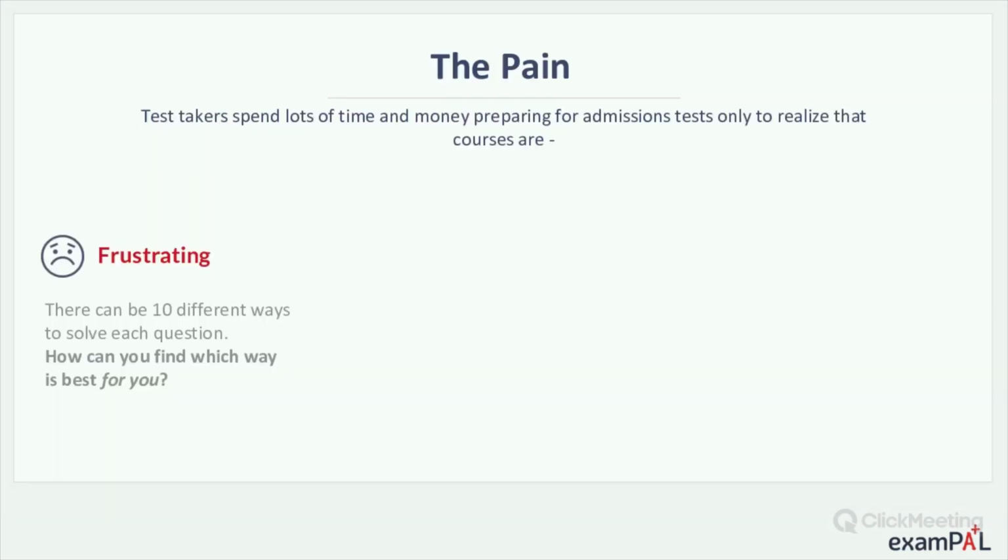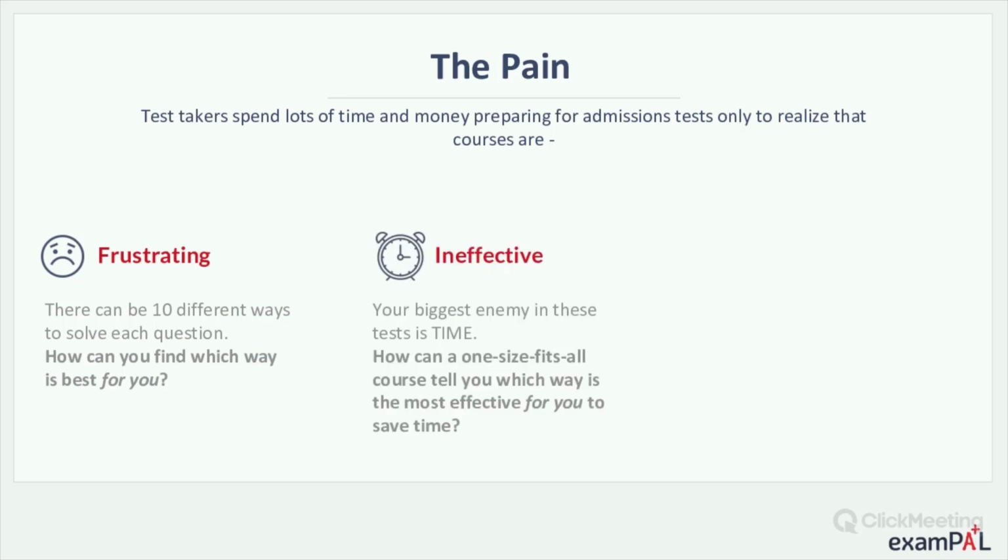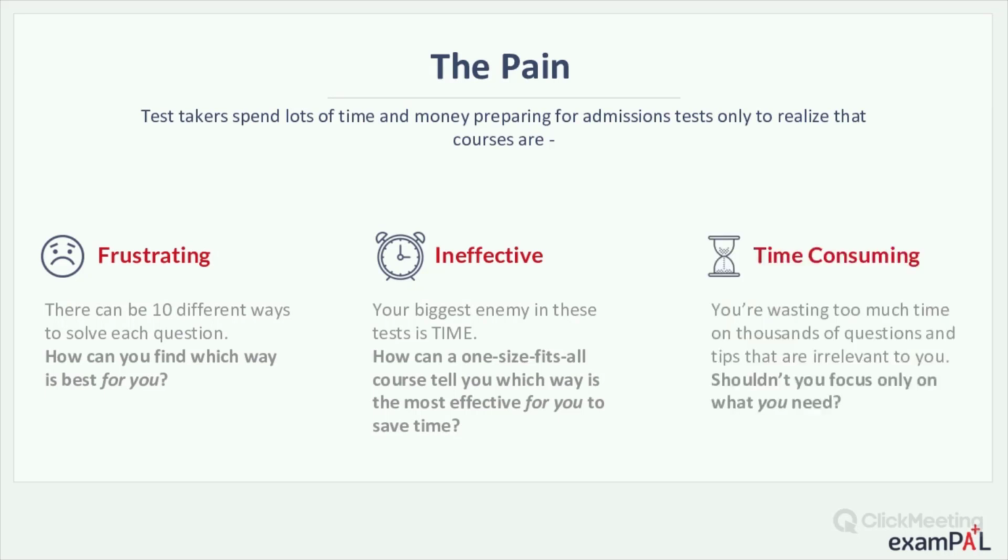So just to summarize, the pain that a lot of test takers feel when they study comes from the fact that they spend lots of time and lots of money preparing for admission tests, only to realize that the courses they're taking, the physical brick and mortar courses, are frustrating because, as I said, there can be lots of different ways to solve each question. And how, using these courses, do you find the way that's best for you? B, they can be ineffective, because if the most important thing is time, then how can a one-size-fits-all course tell you what the fastest way to solve a question is for you specifically, with your specific strengths and weaknesses?